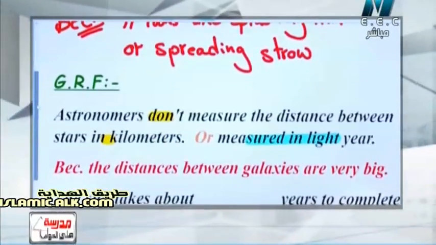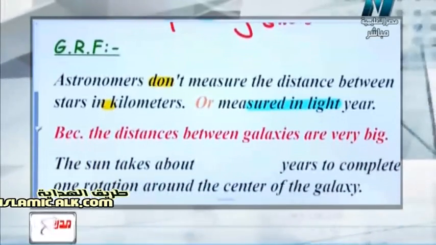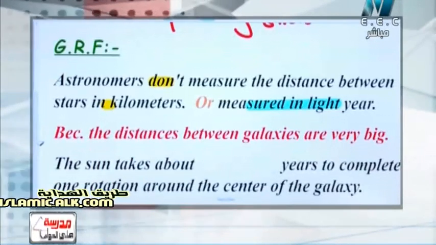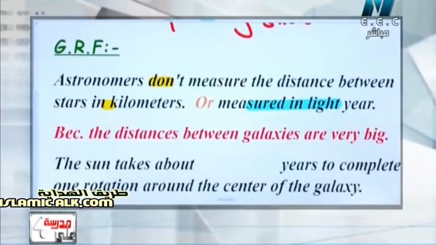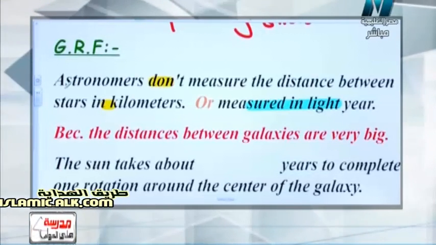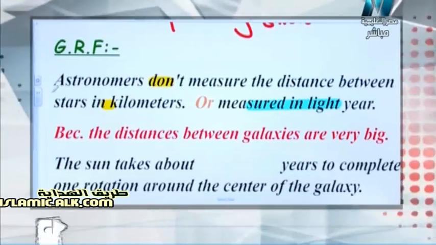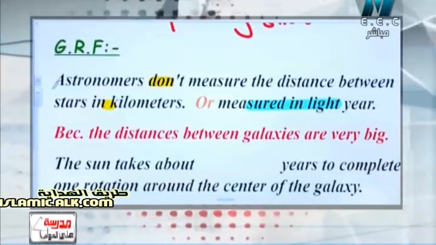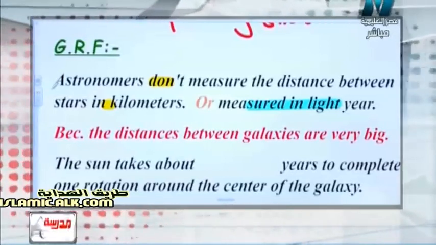Okay. Here we have a very important number. The sun takes about how many years to complete one rotation around the center of the galaxy? As we remember, dear students, from the previous stages, in primary stage and first prep, we learned that the moon rotates around the earth, which rotates around the sun, and the sun rotates around the galaxy. The galaxies rotate around the center of the universe.